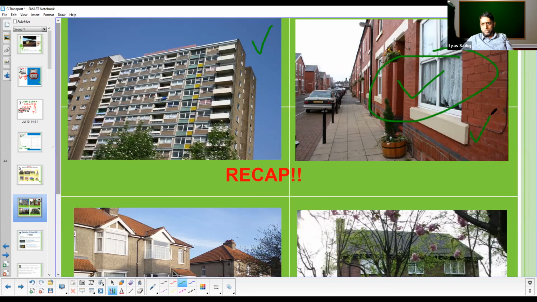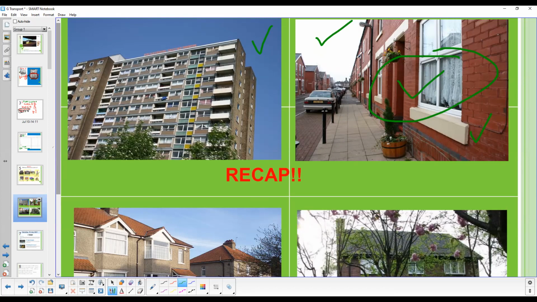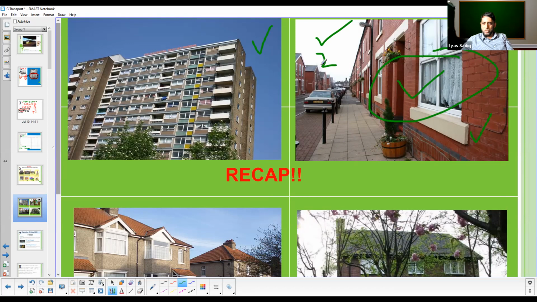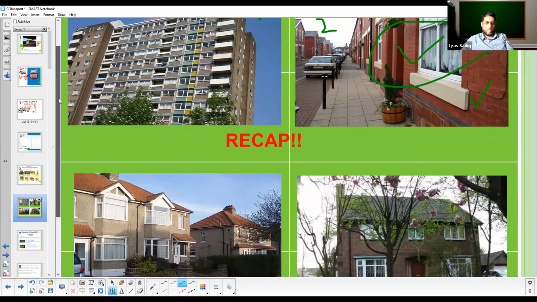Sama, what type of house is there? Detached house. You mean detached house? Terraced house, yeah. So this is what I'm clicking here. So number 2. Yeah, this is 1, this is 2, this is a terraced house, right?